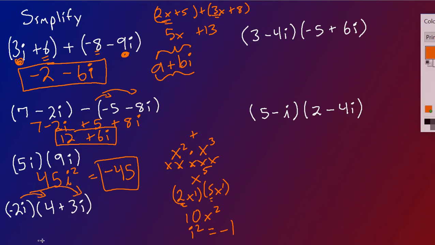So I can distribute just like in real numbers. So I distribute that negative 2i, and I get negative 8i, negative 2 times 4, and then negative 2 times 3 is negative 6, and i times i is i squared.